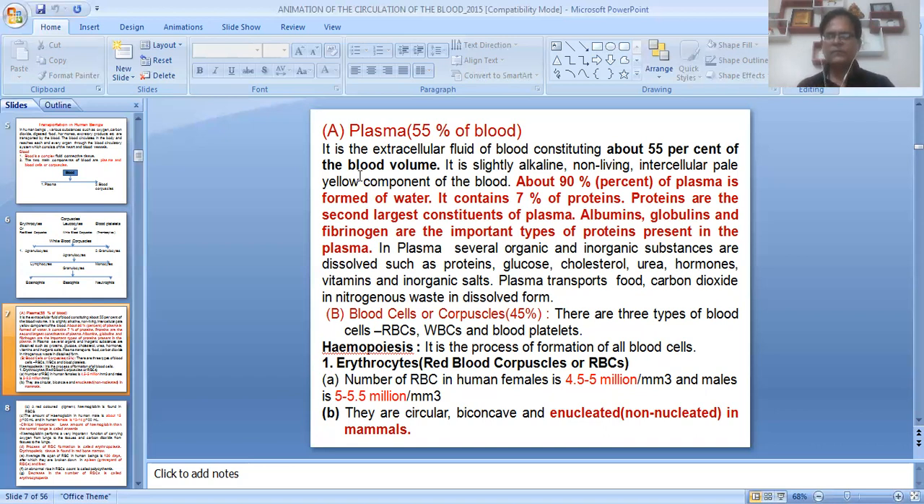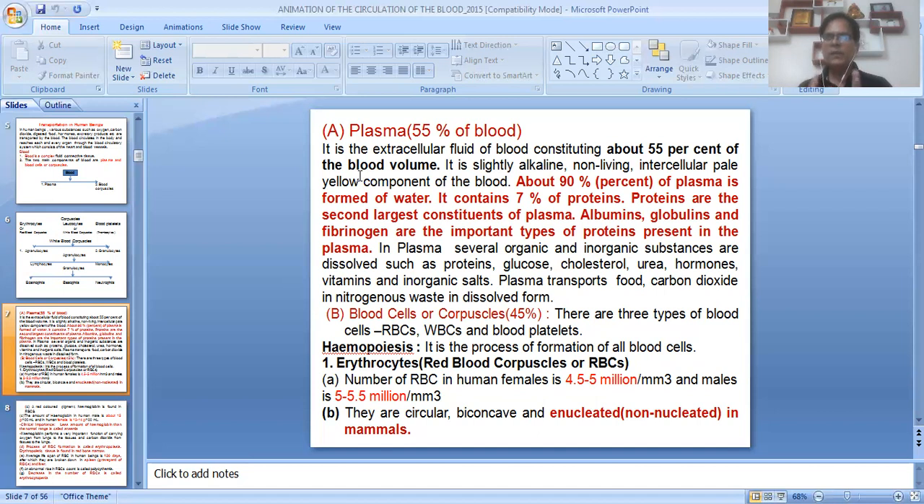About 90% of plasma is formed of water. It contains 7% of protein. Proteins are the second largest constituent of plasma, right? Albumin, globulins, and fibrinogen are the important types of protein present in the plasma. So remember, all these proteins, albumin, globulin, and fibrinogen, are present in the plasma.